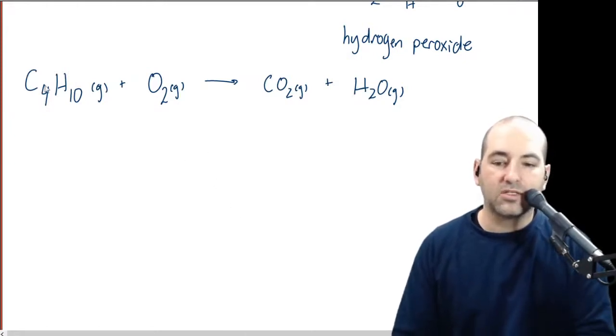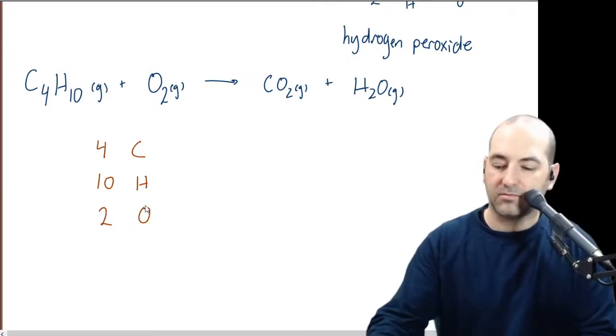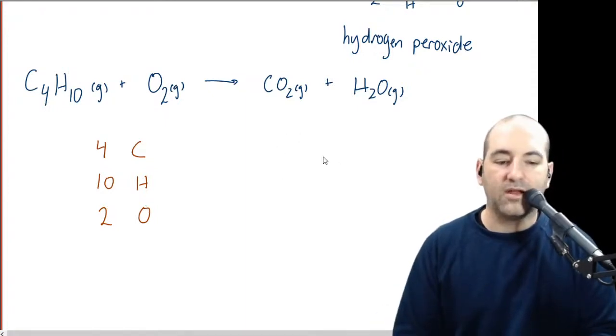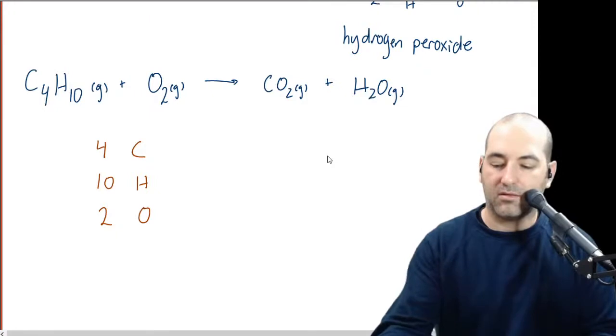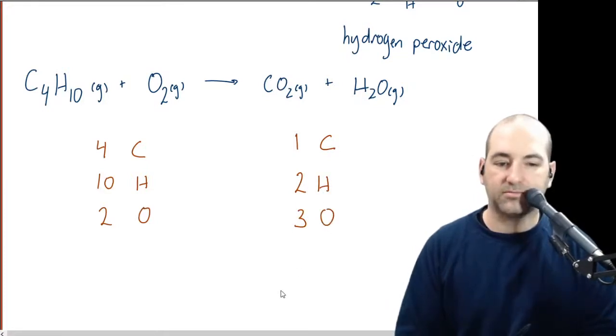equation. So on the left side, I've got 4 carbons, 10 hydrogens, and 2 oxygens. And then on the right side, I've got 1 carbon, 2 hydrogens, and 3 oxygens. Okay, so you can see that they're not balanced.